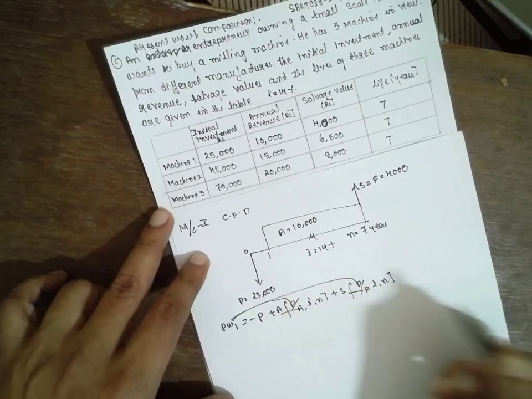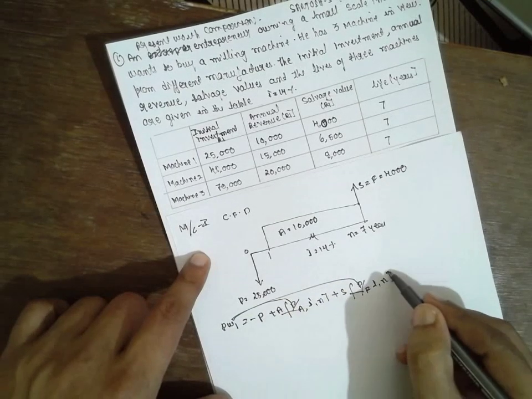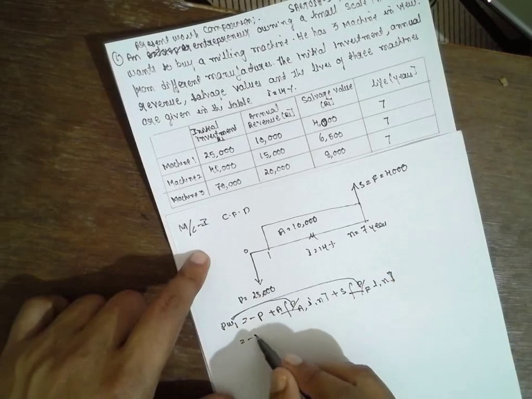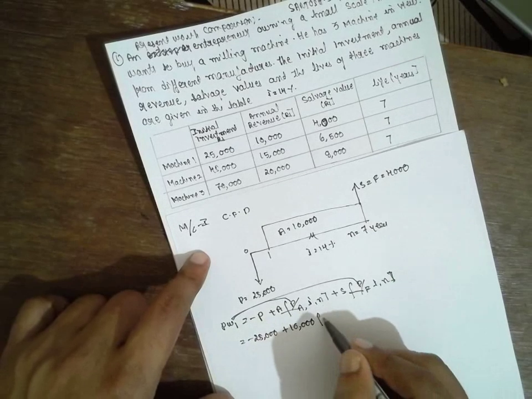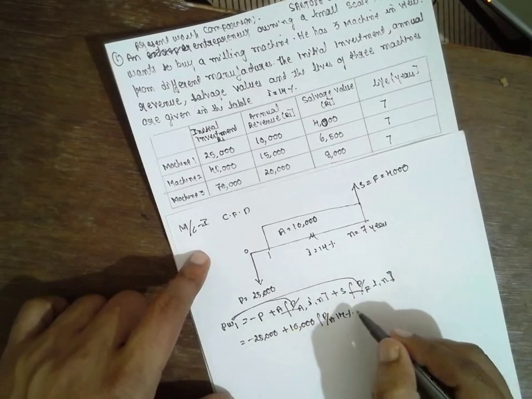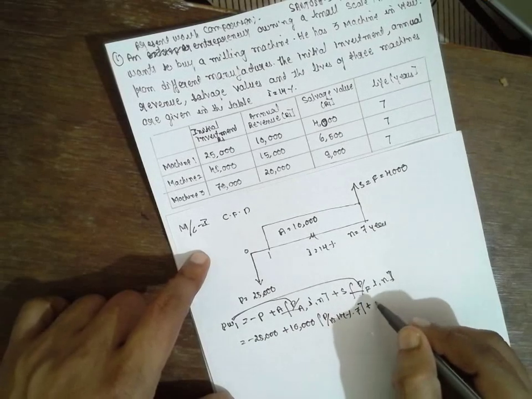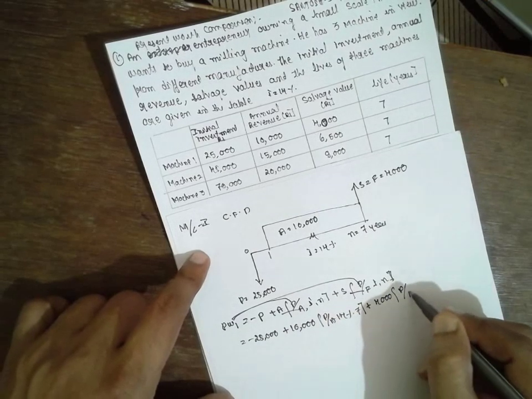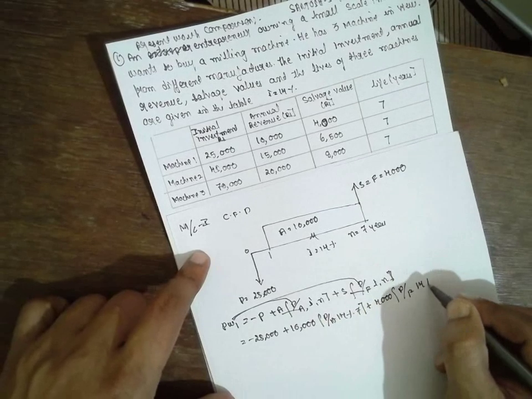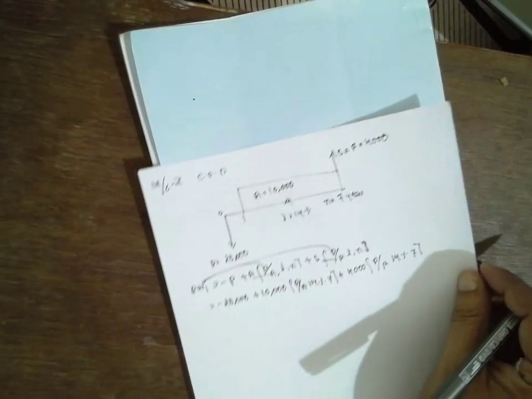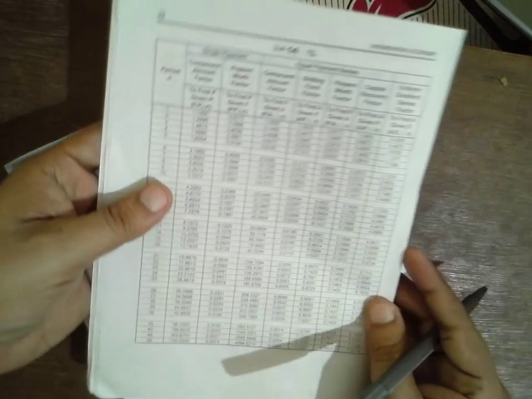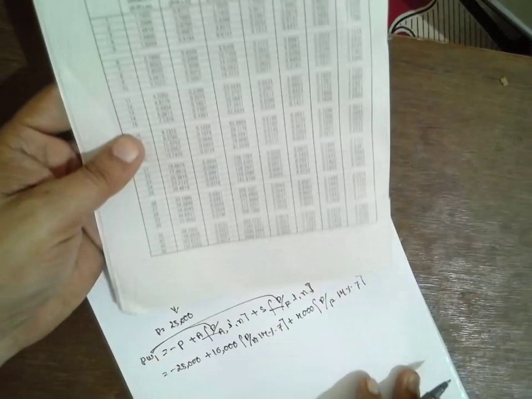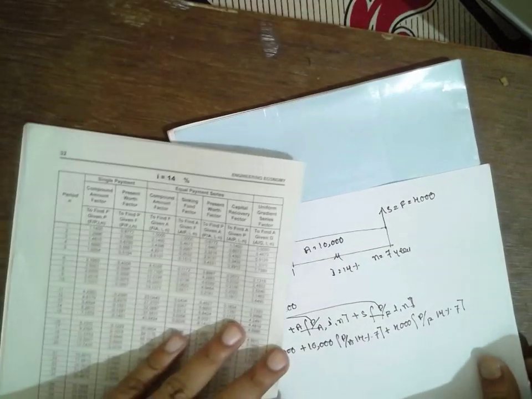In the discrete compound table, instead of S, they write F. Use this one: minus 25,000 plus 10,000 (P/A, 14%, 7 years) plus 4,000 (P/F, 14%, 7). Now use the discrete compound table for this one. For 14%, I am using the discrete compound table for 14%.